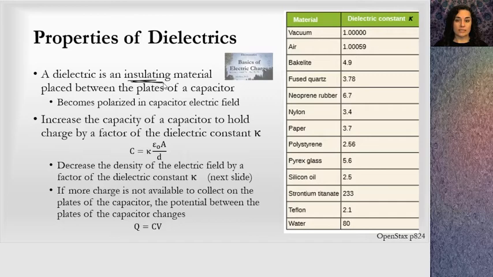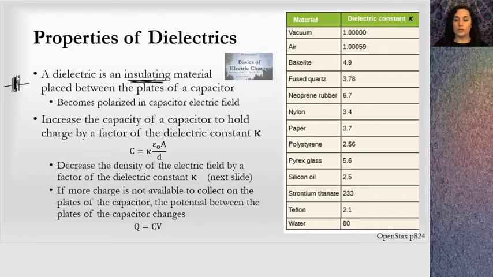Notice that it's insulating. There are no free charges or very few free charges in that material, and it's placed between the plates of a capacitor. I didn't draw it out here, but when we put the material in, it will not touch the plates of the capacitor. There will still be some air, some separation, so the charges cannot flow freely from the insulator to the plates and stay within that dielectric.